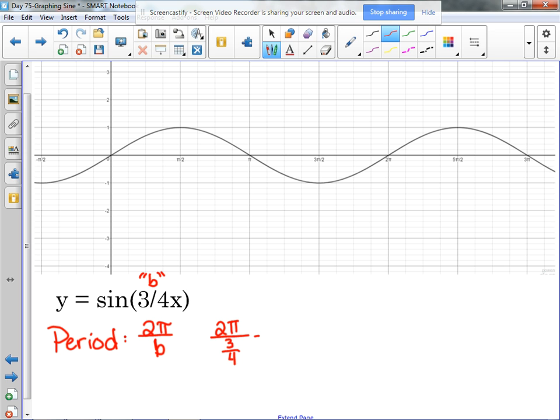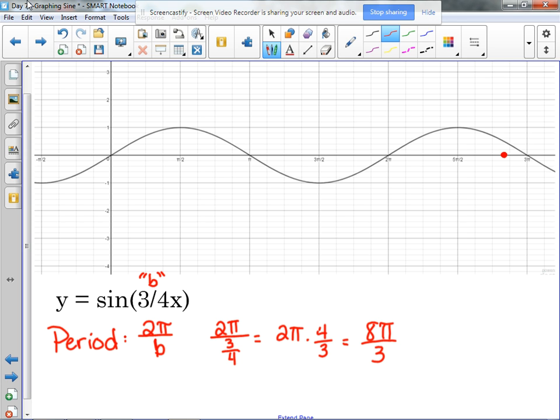2 pi over 3 over 4, just 3 over 4. When we divide by a fraction, we flip and multiply. So this new period is 8 pi over 3, which we really don't have on our graph here, but 8 pi over 3 is just a little bit short of 3 pi, because 3 pi would be 9 pi over 3.